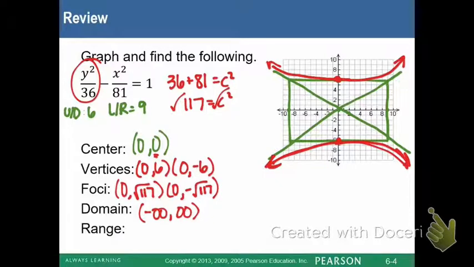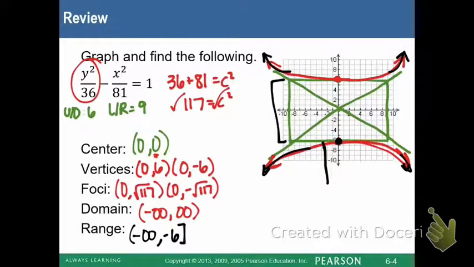For the range, though, you want to think up and down, right? So if you kind of look at this piece, the bottom piece, it does go down forever. Okay, if you look up here, it does go up forever, but there's this space here where there is no red, right? There is no part of the graph in that space. So when I'm naming the range, I'm going to start at negative infinity because it does go down forever. But then for this bottom piece here, I want to see, well, where does it stop? So it looks like it stops right here at the vertex, which is at -6.